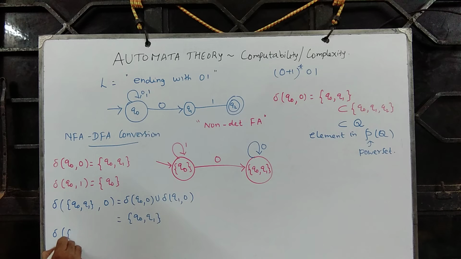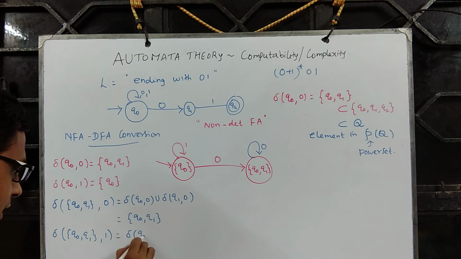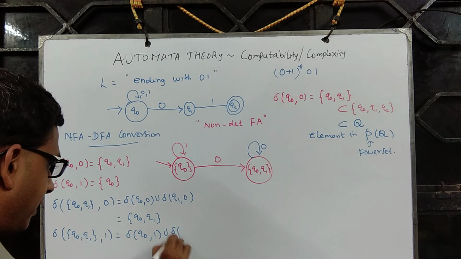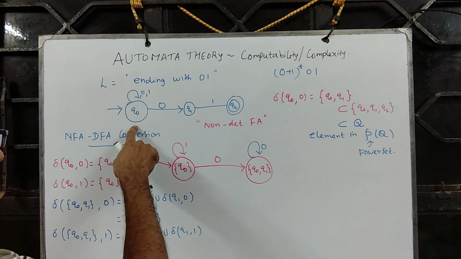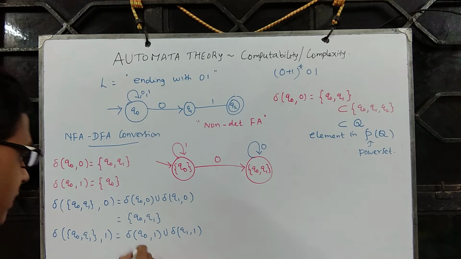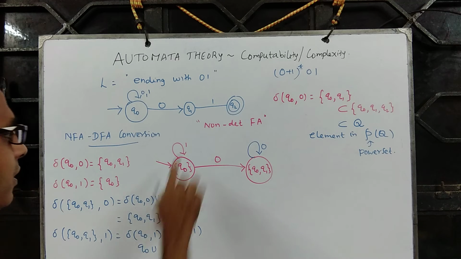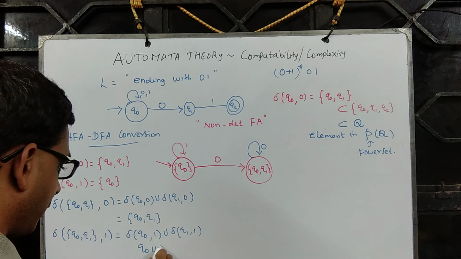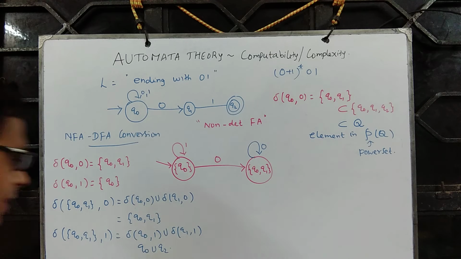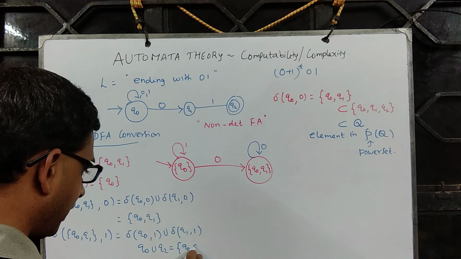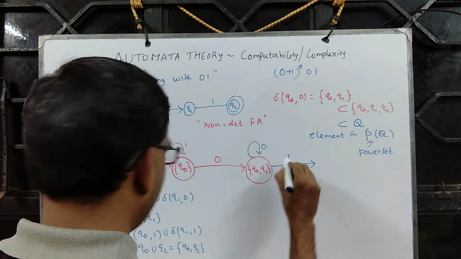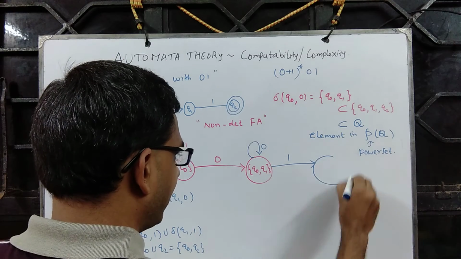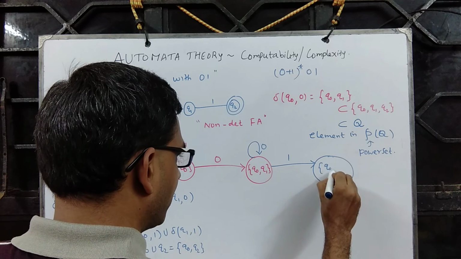So delta of {q0, q1}, 1 is delta of q0, 1 union delta of q1, 1. On reading 1, this says you stay in q0, union, on reading this, this says q2. So we get a new state labeled {q0, q2}. What this says is, when you read a 1, you go to a state which is labeled {q0, q2}.